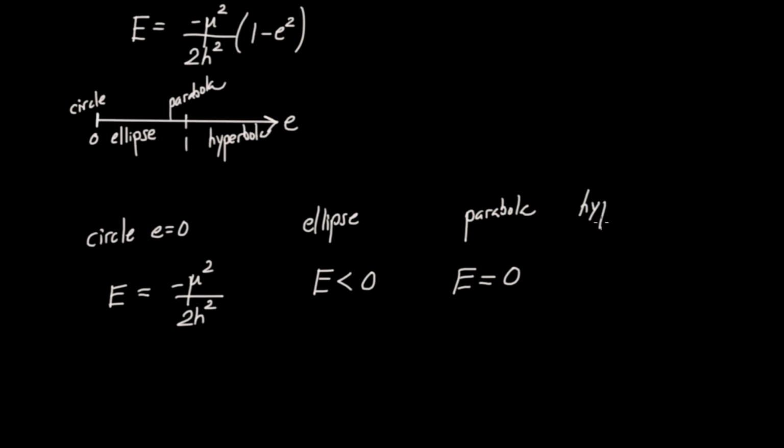Then finally we have our hyperbolas. And the only remaining case is that the energy is positive. And you can see that if you plug in a value of e which is above 1, you're going to get a negative number here. So negative number times a negative number is going to be a positive number. So the total energy is going to be above 0. So these two cases, where the energies are non-negative, you're going to have orbits which are not bounded, the parabolas and the hyperbolas.